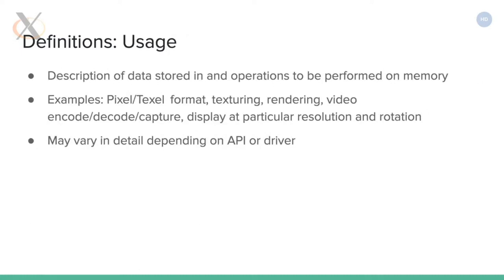Usage is a description of what operations are going to be performed on the memory for a given engine or device. Some examples of usage are a pixel format or a texture format. Operations like texturing or rendering, video encoding, decoding, or capture, or using a display, for example, displaying at one particular resolution and at a particular rotation setting. The granularity at which you express these might vary depending on which API or driver or mechanism you're using, but to some degree you'll have to propose some usage for the device so it can report constraints to you.